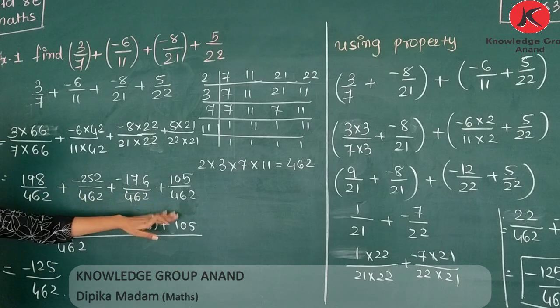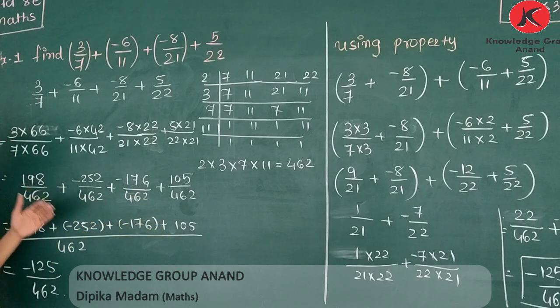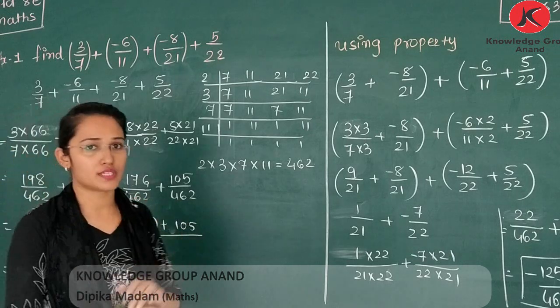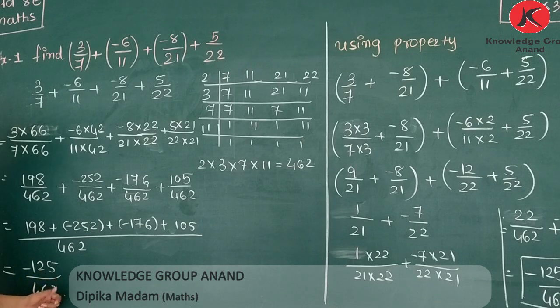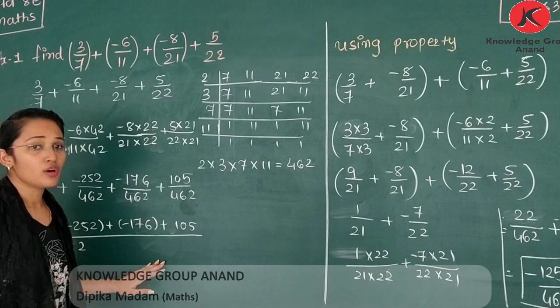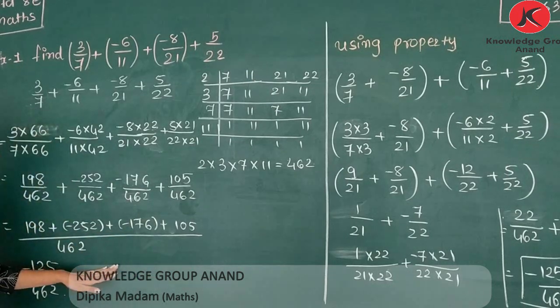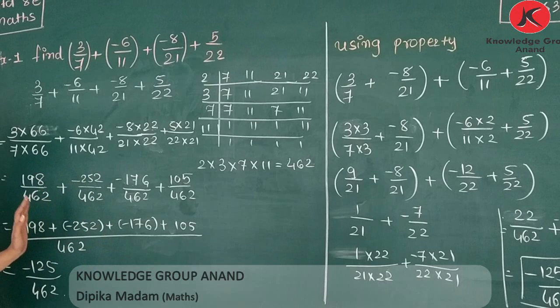Now all are in addition, so we perform the addition. We also learned the integer chapter in 7th standard. These are integers, so the addition of these numbers is minus 125 divided by 462, the LCM as denominator. Now you can see there is so much calculation, so many multiplications dealing with larger numbers.